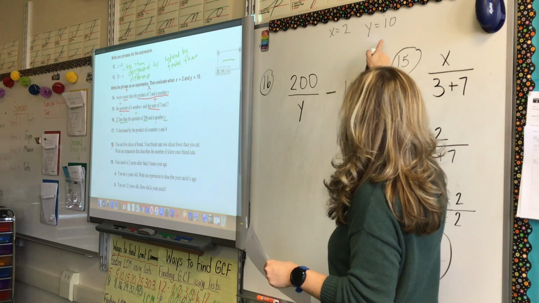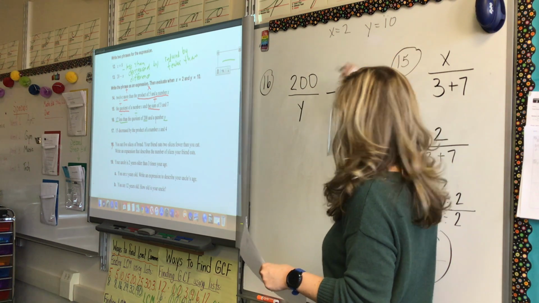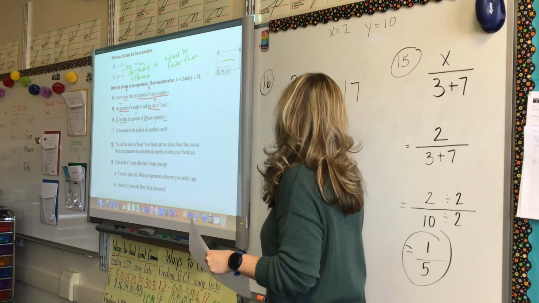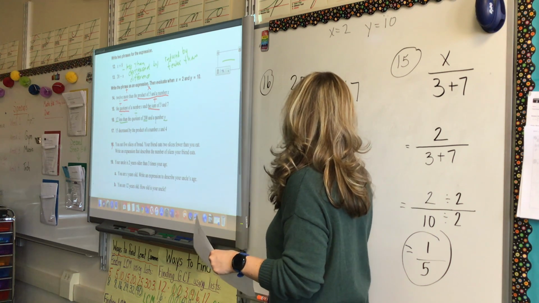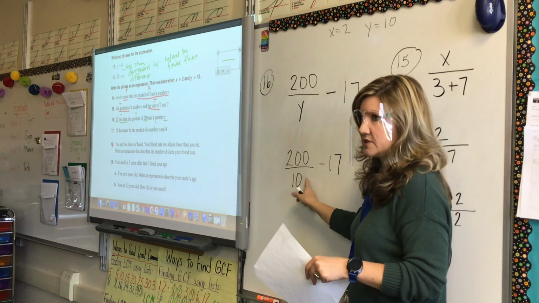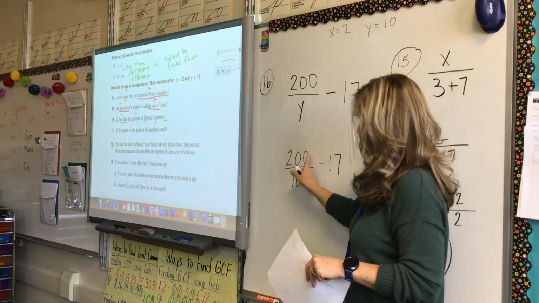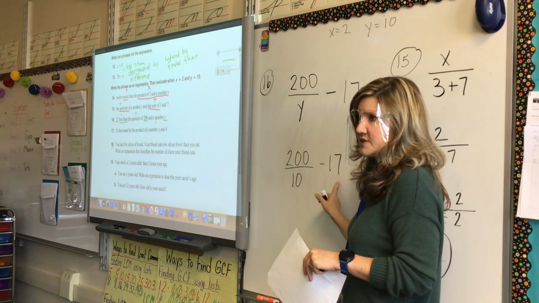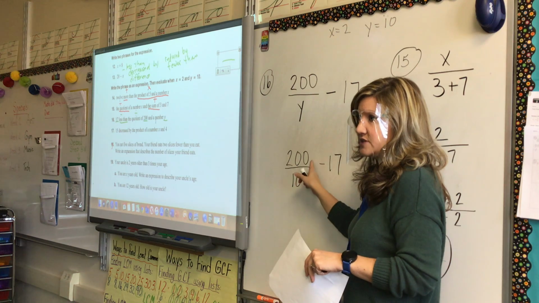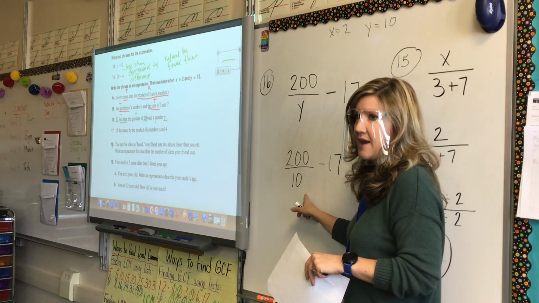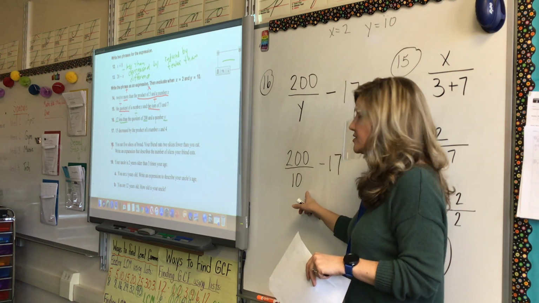What's the value of y? 10. So in our next step, we have 200 divided by 10 minus 17. So we have division and we have subtraction. What do we do first, division or subtraction, according to order of operations? Division. So 200 divided by 10. 20, that's right.